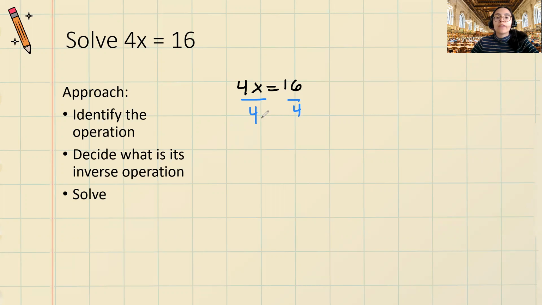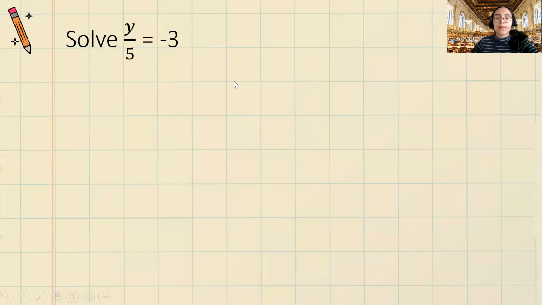And remember, if you do it to one side, you have to do it to the other. We want to keep things balanced. So these 4s are going to cancel, and I'm going to bring down my x, my equal sign, and then we have this left over. So what is 16 divided by 4? That is going to be 4, and this is our solution. Pretty easy. Let's go ahead and continue to the next example.